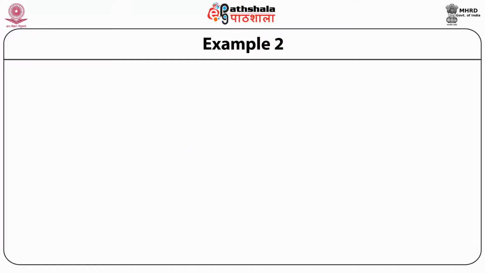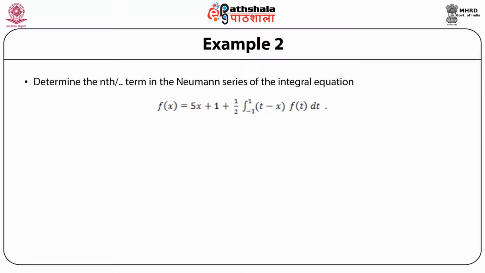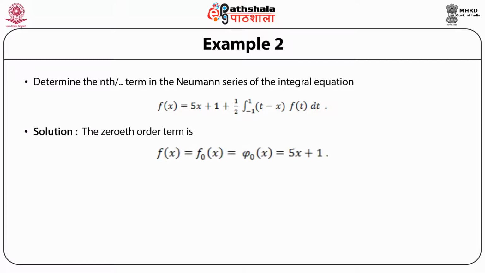We consider another example where we are asked to determine the nth term in the Neumann series of the integral equation. The integral equation in this case is f of x is equal to 5x plus 1 plus 1 half integral from minus 1 to 1 of (t minus x) f(t) dt. That is, the inhomogeneous term is 1 plus 5x, lambda is 1 half, kernel is t minus x. The zeroth order term is obviously f(x) is equal to f0(x) is equal to phi0(x), which we write equal to 5x plus 1.